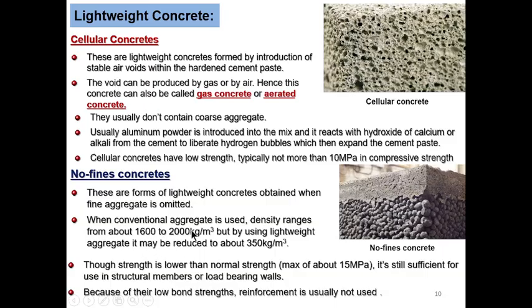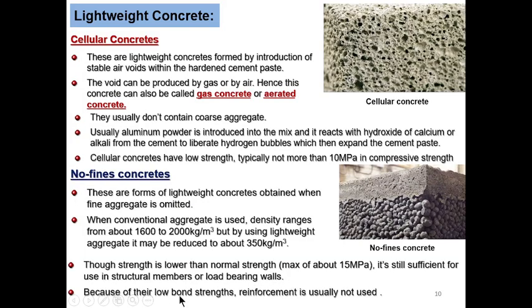So when conventional aggregate is used, density ranges from 1600 to 2000 kilogram per meter cube. But by using lightweight aggregate, it may further be reduced to 350 kilogram per meter cube. Now, though strength is lower than normal strength, maximum about 15 megapascal, it is still sufficient for use in structural members or load-bearing walls.